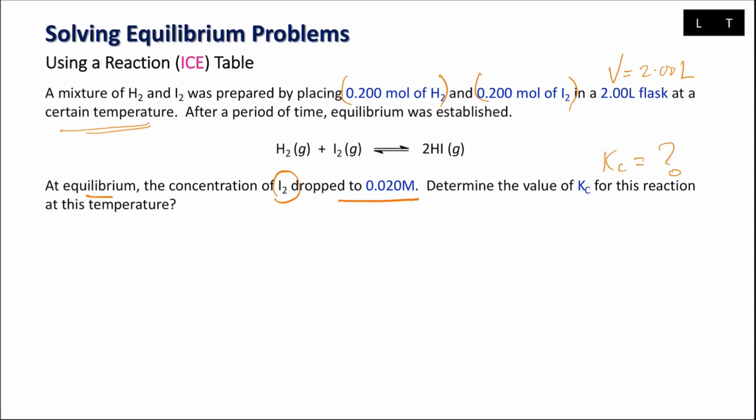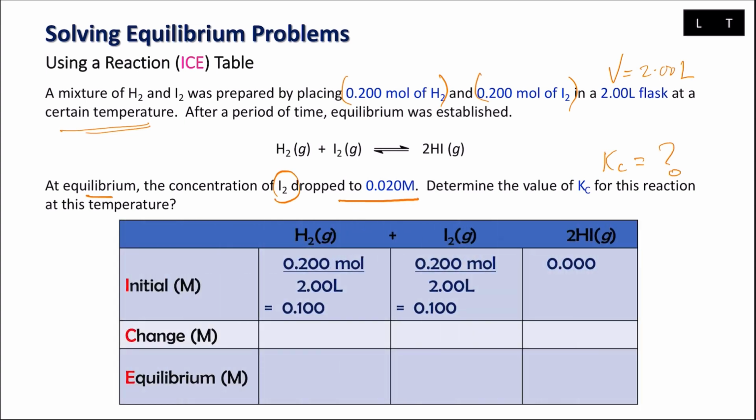So kita akan gunakan ice table. So first thing first, tulis dulu equation dekat atas. Untuk setiap species kita akan buat column. So untuk row yang pertama, initial, pastikan tulis unit. Dalam kes ini unit for concentration. And then change in molar, then equilibrium in molar.